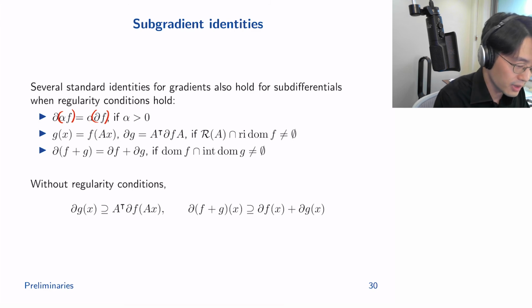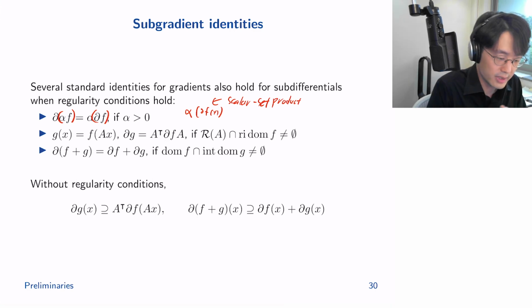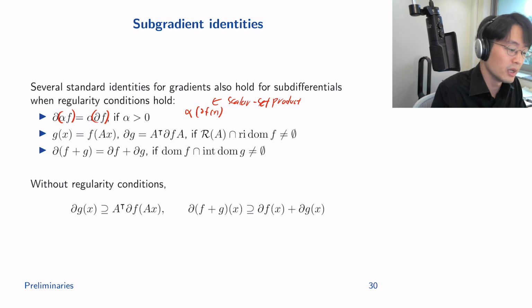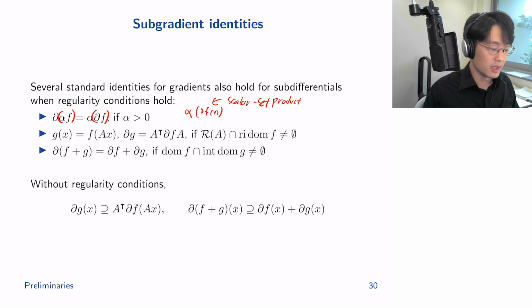So alpha times the subdifferential of f at x. This would be a scalar set product. Remember, we are overloading a lot of standard vector operations to sets, and that's what's going on here. These two are equal when alpha is a positive scalar. Okay, so multiplying by a positive scalar and then taking the subdifferential is the same as taking the subdifferential and then multiplying by a positive scalar.